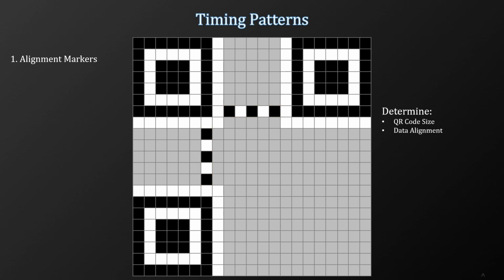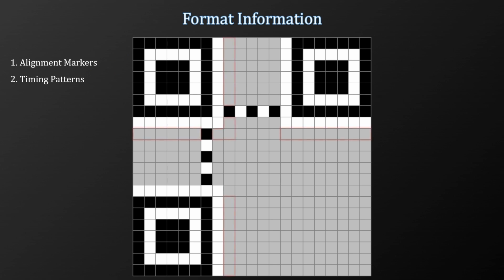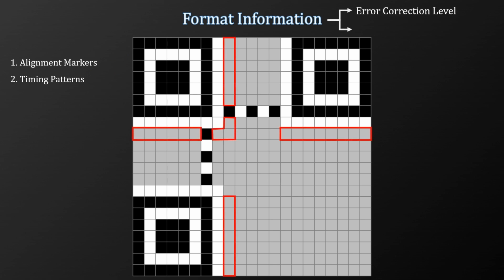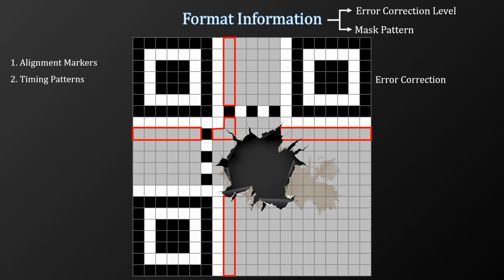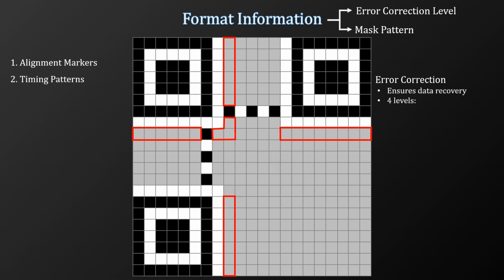Now, we introduce format information. This step includes two critical elements: error correction levels and masking patterns. Error correction is like a safety net. It ensures that even if part of the QR code gets smudged, scratched, or damaged, the information can still be retrieved. There are 4 levels of error correction.